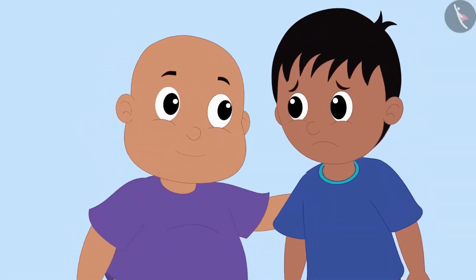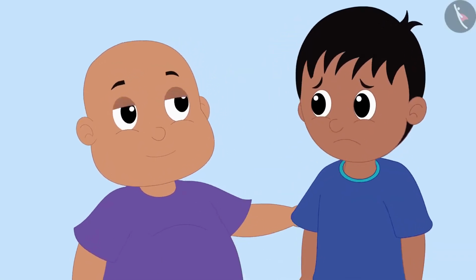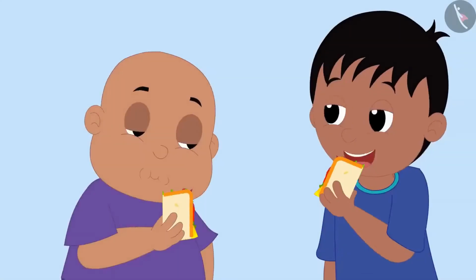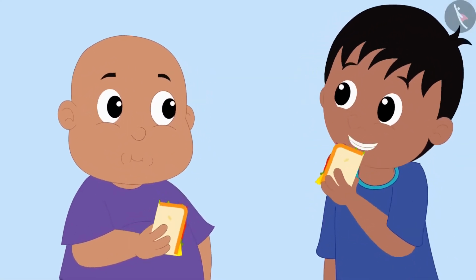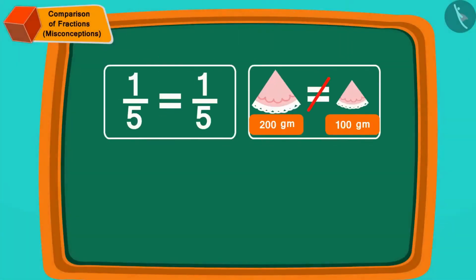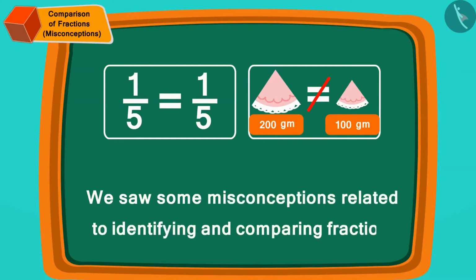Raju became depressed after knowing this. Seeing Raju sad, Bablu broke a piece of his sandwich and gave it to Raju. They both happily ate the sandwich and started enjoying the party. Children, in this video we saw some misconceptions related to identifying and comparing fractions.